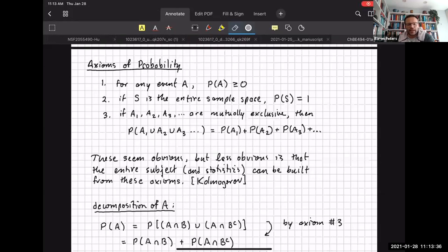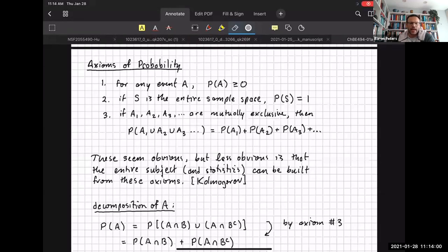For any event A, the probability of that event must be greater than or equal to zero, okay? Can't tell you how many times I've graded exams and asked for the probability of some event and had a student give me an answer that was negative. It's not possible. It doesn't have any meaning. The probability can be zero, but it can never be less than zero. It always has to be a positive number or zero.